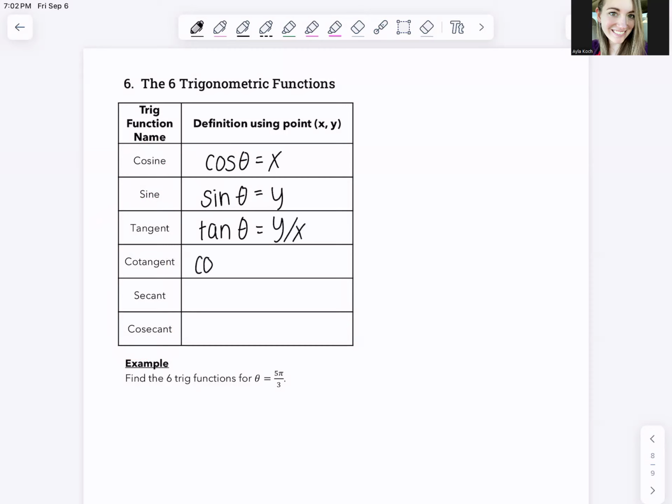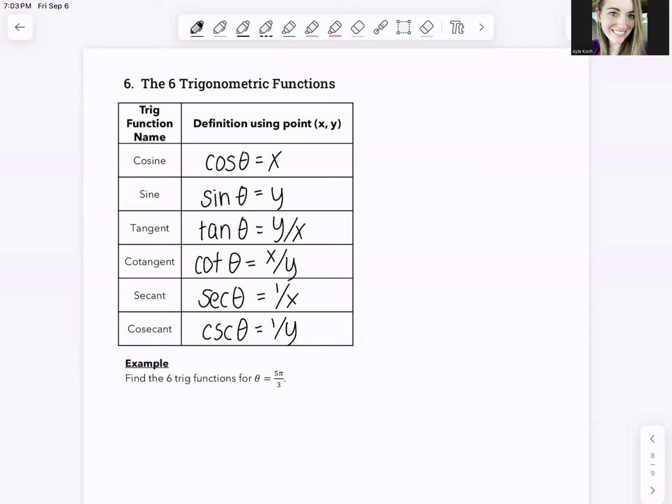Cotangent of theta, which we write cot, cotangent of theta is x over y. Secant of theta, which we do sec, is 1 over x. And cosecant of theta, which is csc, is 1 over y.